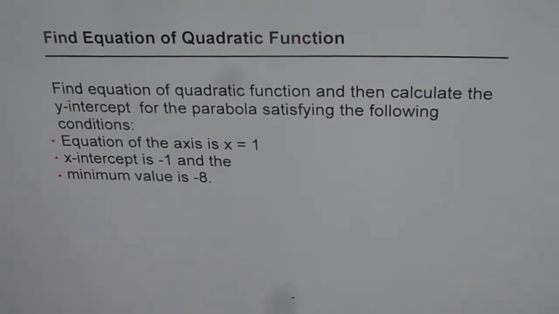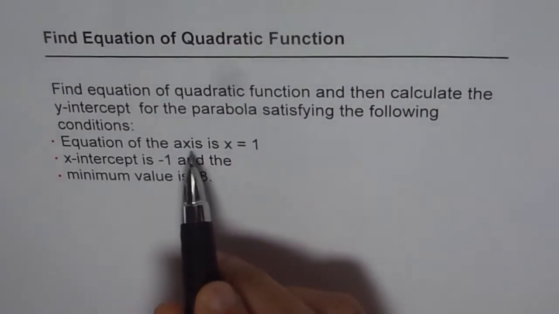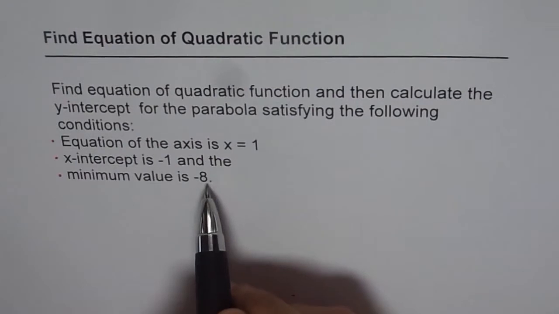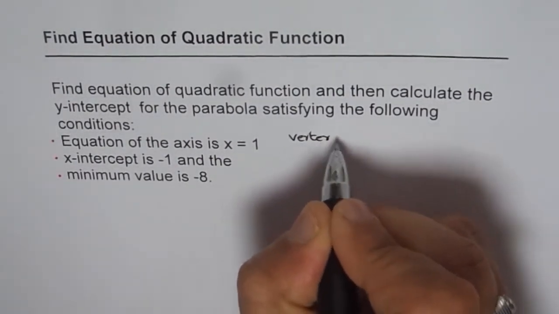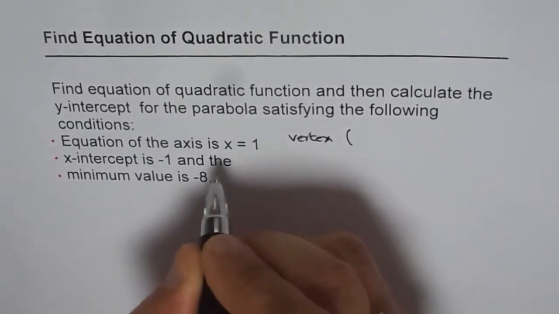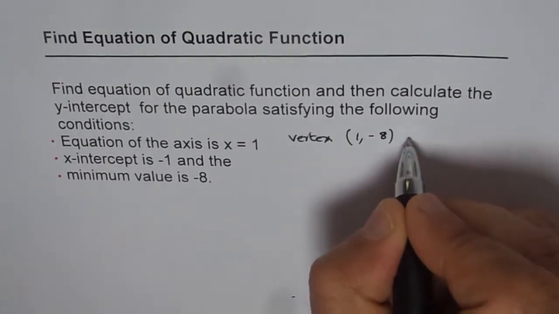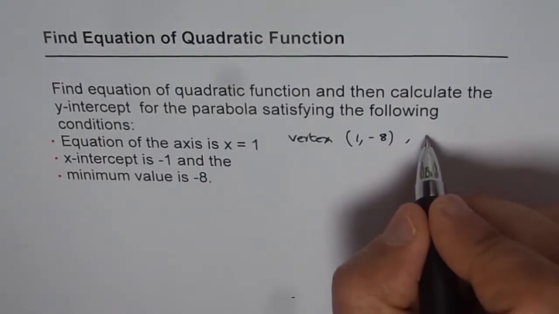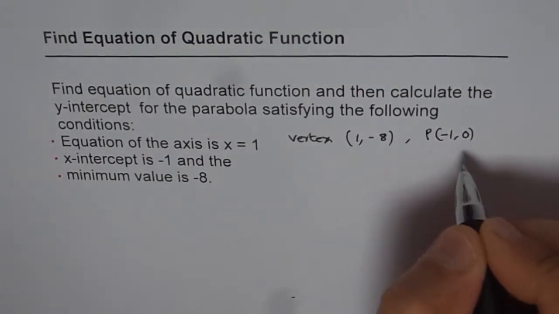Now, we can actually write equation of quadratic function in different forms. The best form to do is vertex form in this particular case, since we are given the vertex. Given axis of symmetry and minimum means vertex, right? So what we are given here is vertex, which is at 1, the value is minus 8. And we are also given a point which is x-intercept. So the point should be x-intercept is minus 1, that means y is 0 at that point.